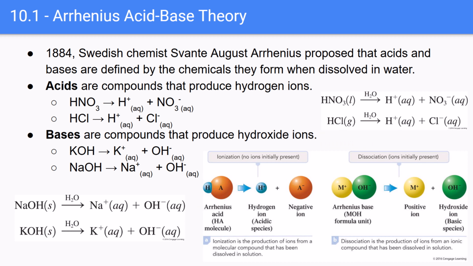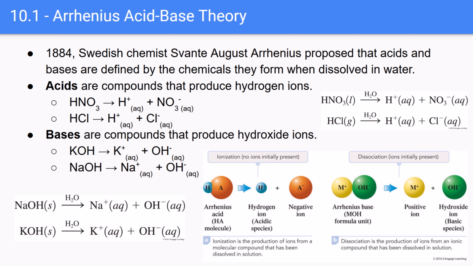So how do we define what is an acid and what is a base? Well, in 1884, the Swedish chemist Svante August Arrhenius proposed that acids and bases are defined by the chemicals which they form when they are dissolved in water. So one of the most basic definitions of acids and bases is the fact that acids are compounds that will produce hydrogen ions when you put them into solution.